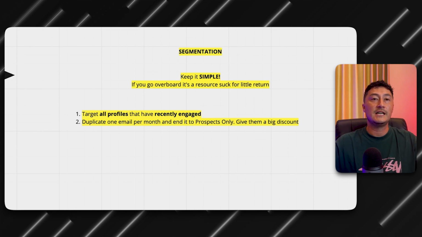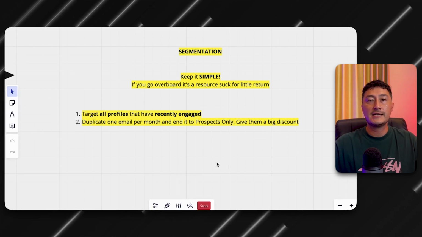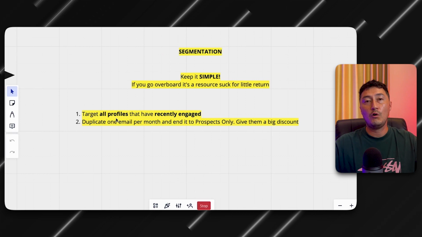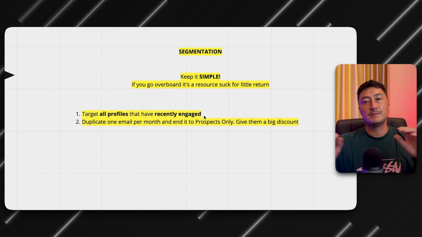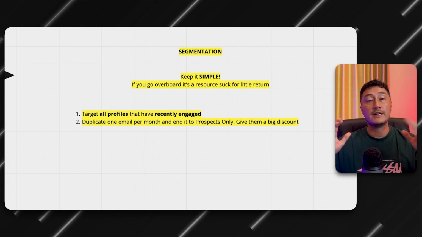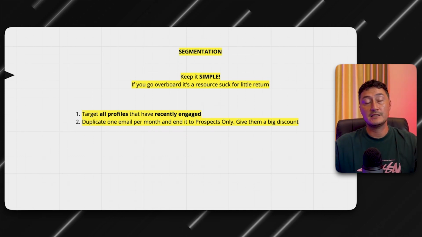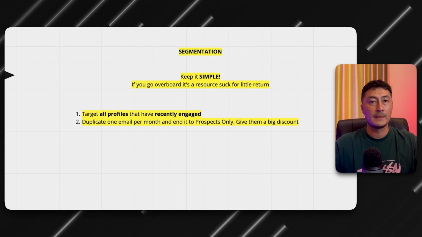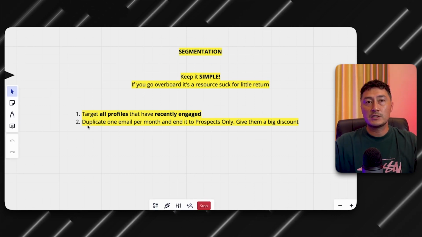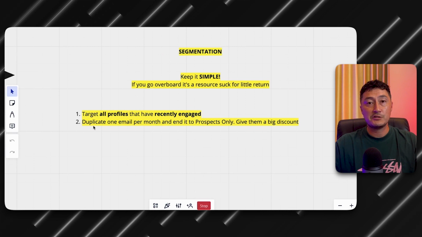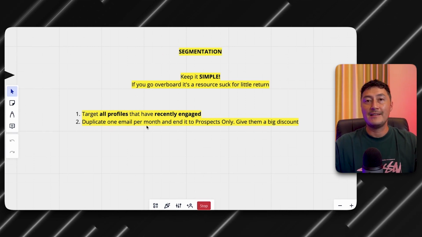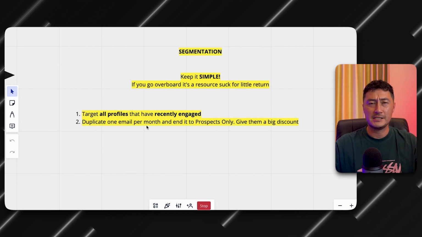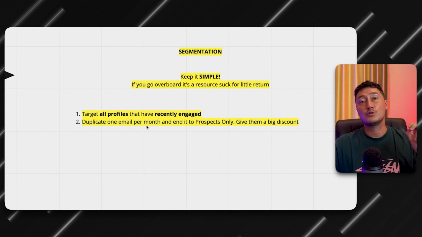So what I suggest is you just send campaigns and target all profiles who have recently engaged with email marketing. So opened and clicked. Just keep it like that. Keep the campaigns to a broad segment. Try and hit as many people as you can to maximize revenue. But secondly, if possible, you can create an extra email or just duplicate one of the emails you're doing every month, and then just tweak the offer, change the offer, and make it some sort of a big discount.